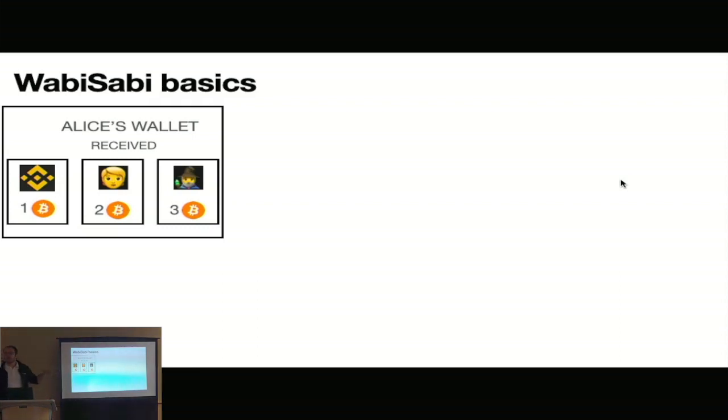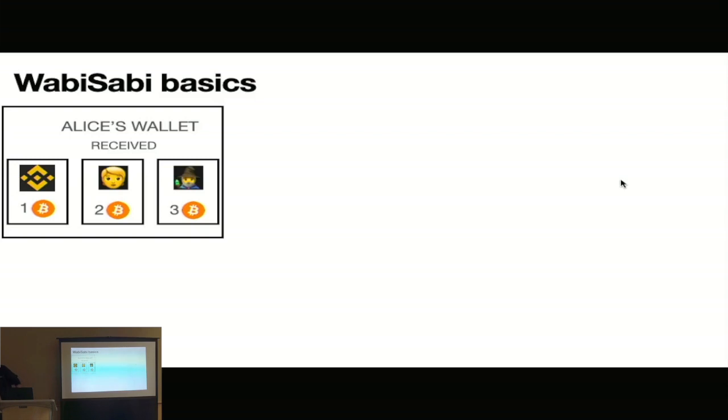In order to try to solve this issue, a really common technique is CoinJoin, multi-party transactions. Does everyone know what CoinJoin is? Okay, so I will go quickly. Does someone want to explain? Yes?